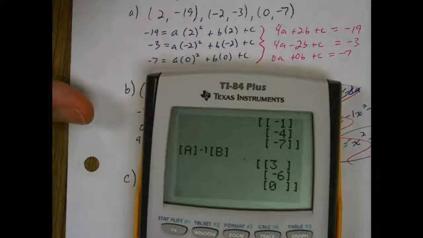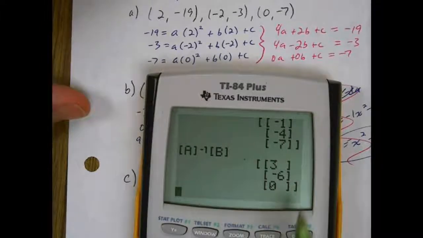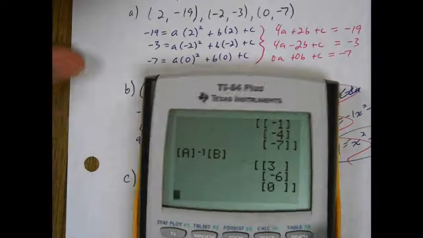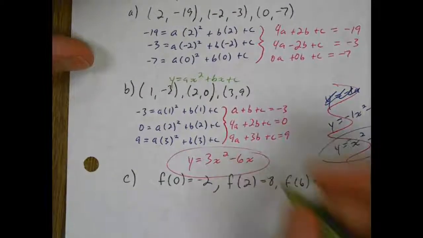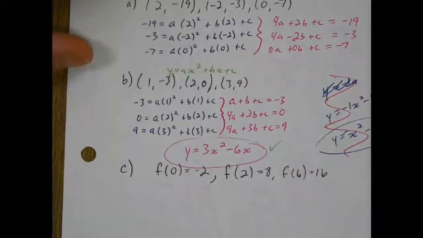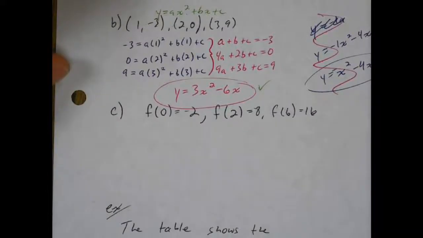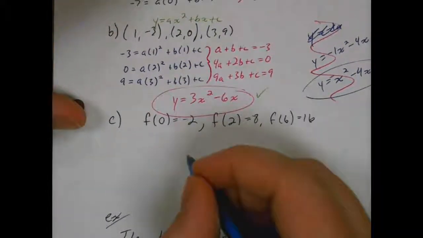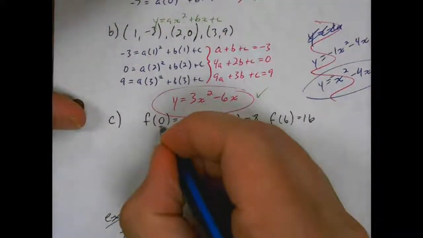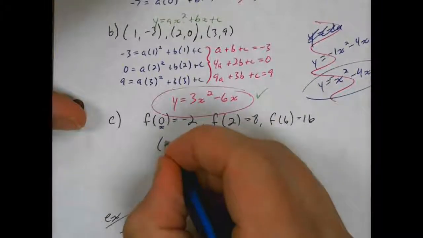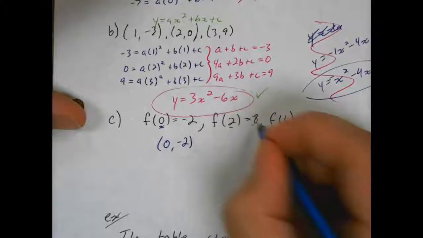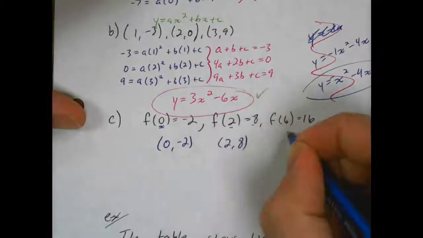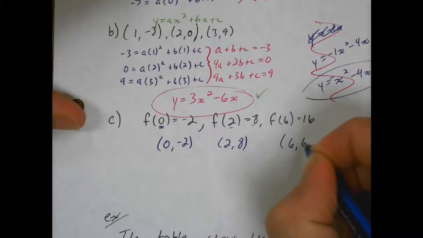You will find that a is 3, b is negative 6, and c is 0, so we won't really need to put plus anything. So we have 3x squared minus 6x. That's my parabola. All right, part C is the same idea. I'm not even really going to work this one out with you guys. Just remember, this is f of x. So all it's saying is that this comes from the point (0, negative 2). This is the point (2, 8). And this is the point (6, 16).